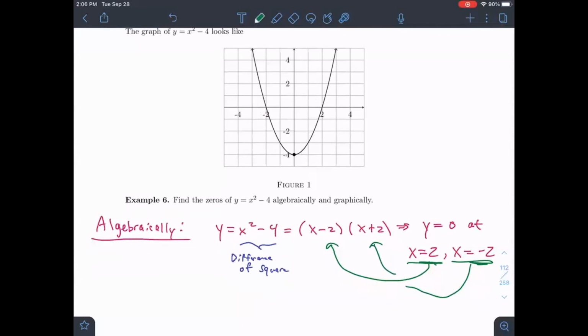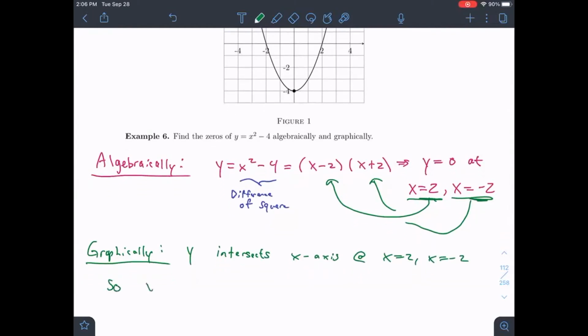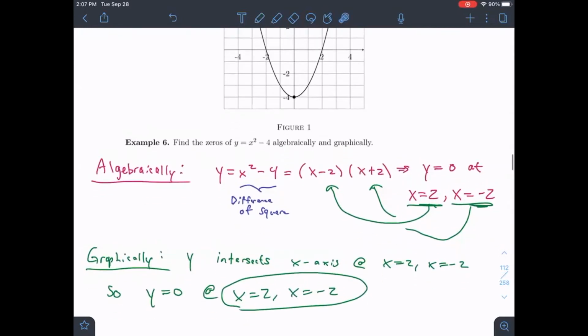I don't know how to express that, but maybe graphically, just describing what I just said: y intersects the x-axis at x is equal to 2 and x is equal to minus 2. So y is equal to 0 at x is equal to 2 and x is equal to minus 2. That's the gist of what's going on. You just need to find where your function intersects the x-axis, which is this point and this point.